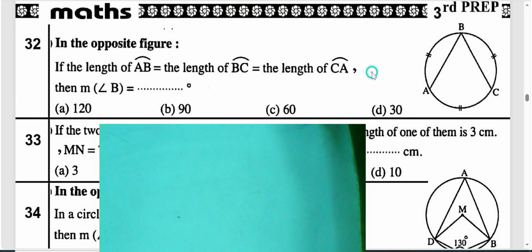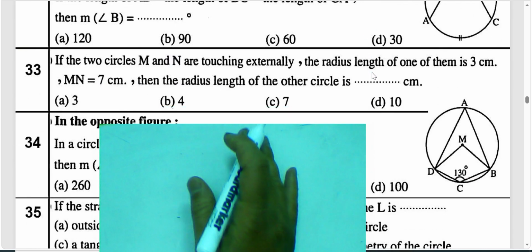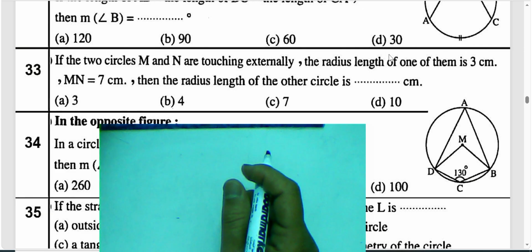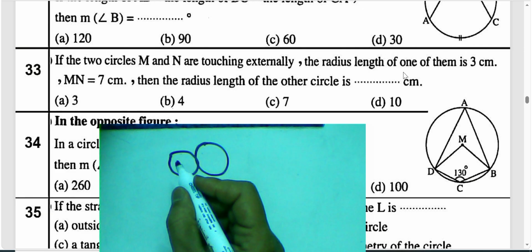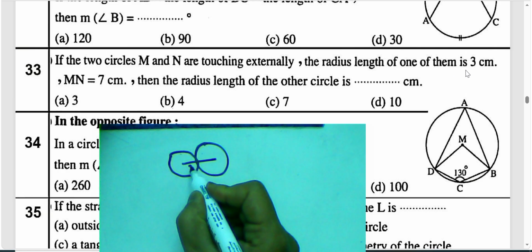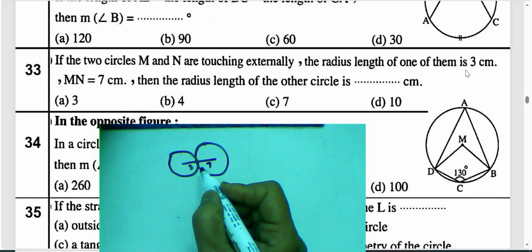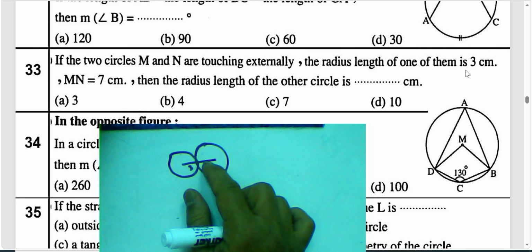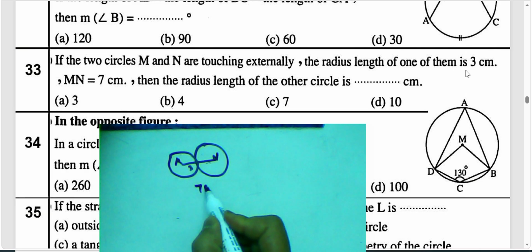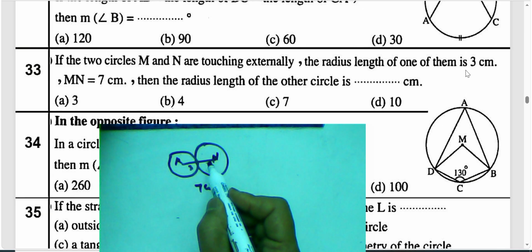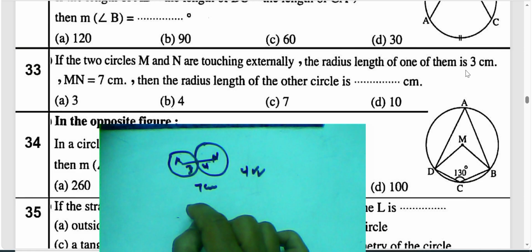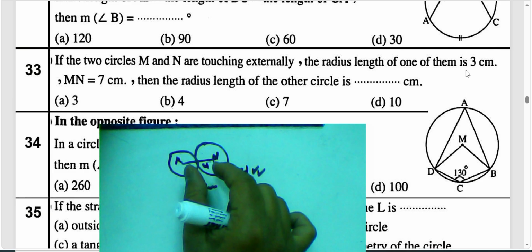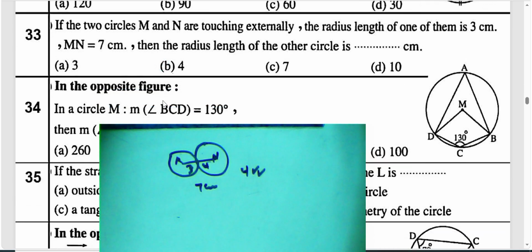Next question, number 33. The two circles M and N are touching externally like this. The radius length of one of them is 3 centimeters. He gives you that the distance between M and N is 7 centimeters. Then the length of the second radius, of circle N, will be 4 centimeters, because 3 plus 4 equals 7. Understood? Then the radius here will be 4 centimeters. Choose letter P.